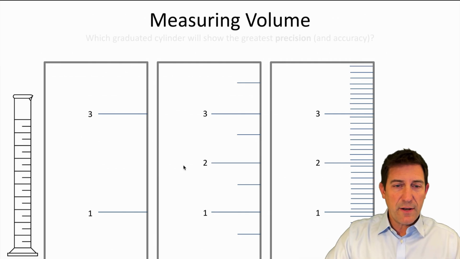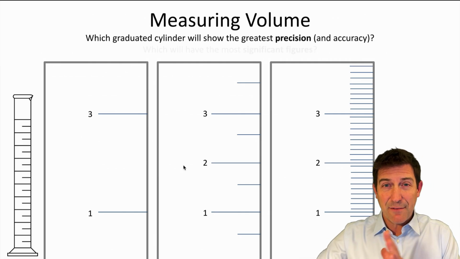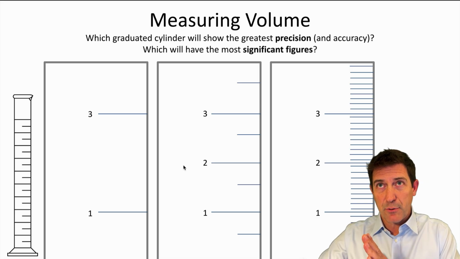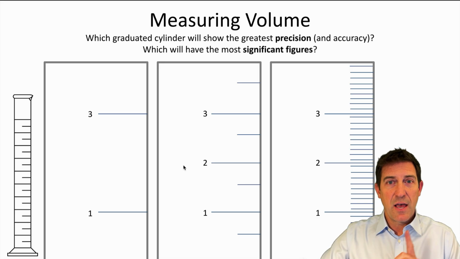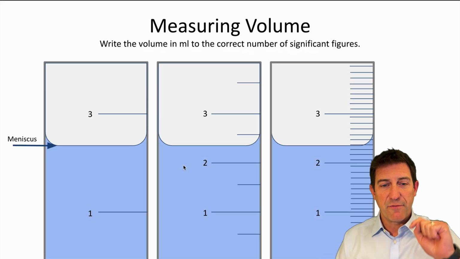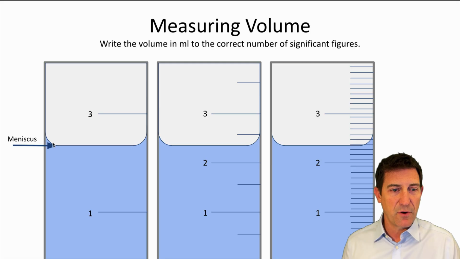Now this first one, if we're measuring volume, we can figure out why this idea of precision matters. And again, the idea of precision leads into the importance of significant figures. So I've filled them up with water, and we're going to measure at the bottom of the meniscus. So let's come over here.